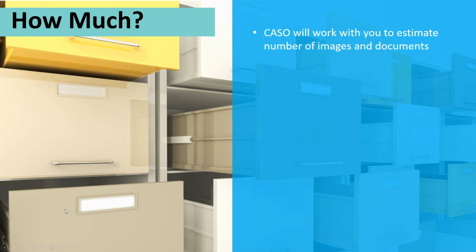Now, how much does all this cost? Well, we'll work to estimate the number of images and documents. We have a lot of metrics that we use. Just for example, the standard little banker's box, the cardboard boxes that we all go buy from Office Depot, holds about 2,500 pages when it's full, and there are quite a few manila folders in there. These metrics help us get a good handle on things.